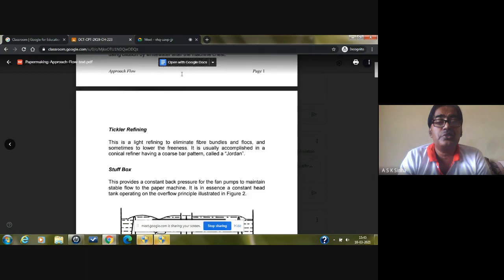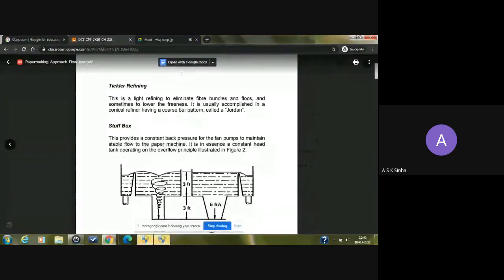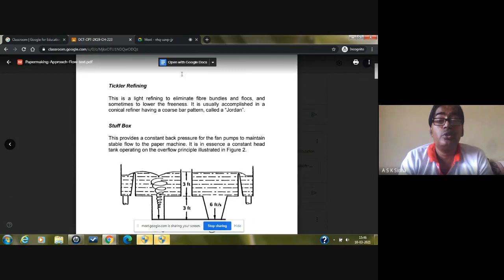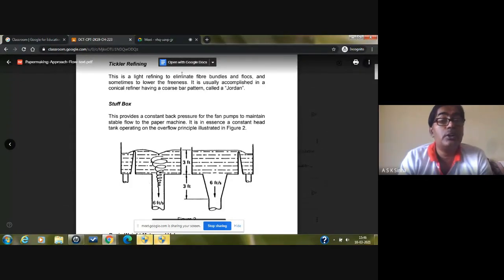Right. Another equipment that's very important is the tickler refiner, sometimes called the Jordan refiner. Again, it is for mixing and giving the final touch to the fibers, so that there should not be any fiber bundles or flocks. Flocks means the grouping of the fibers. So large bundles of fibers will not be there. Otherwise, it will deteriorate the quality of the formation. The spreading of the fibers will not be there. That's why we are passing through the Jordan refiners. So it will be mixing it and separating the fibers by breaking the fiber bundles or flocks.